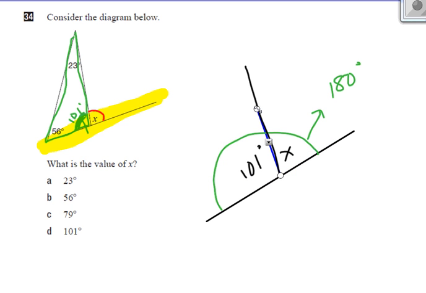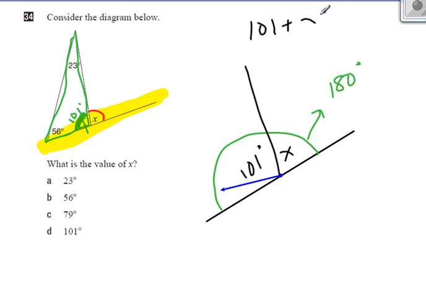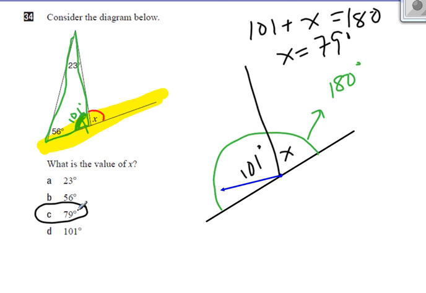So 101 plus x is 180. So just subtract. 180 minus 101 is 79 degrees. So the answer is C, 79 degrees.